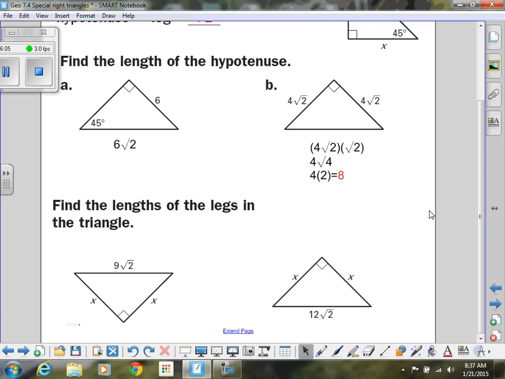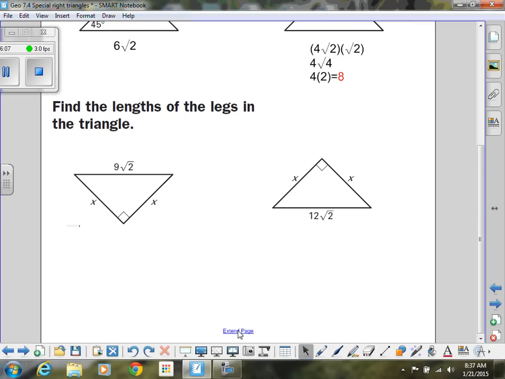Now let's look at another example. In these, we're trying to find the length. They gave us the hypotenuse. All right, so notice again, we have isosceles triangles in both of these. So we know we're dealing with a 45, 45, 90 triangle. And the hypotenuse is 9 times the square root of 2.